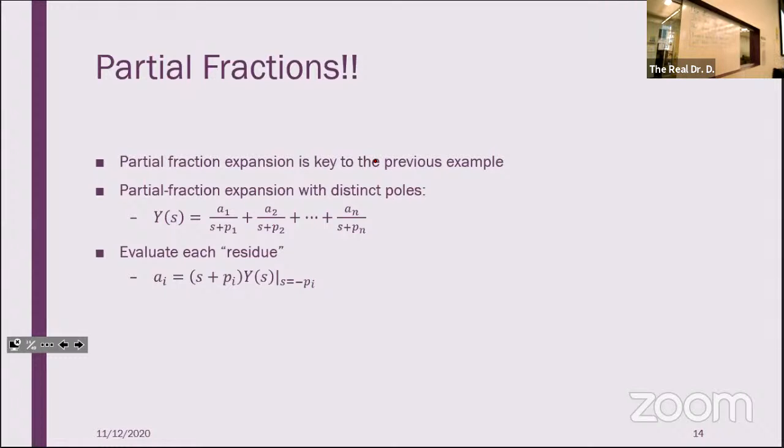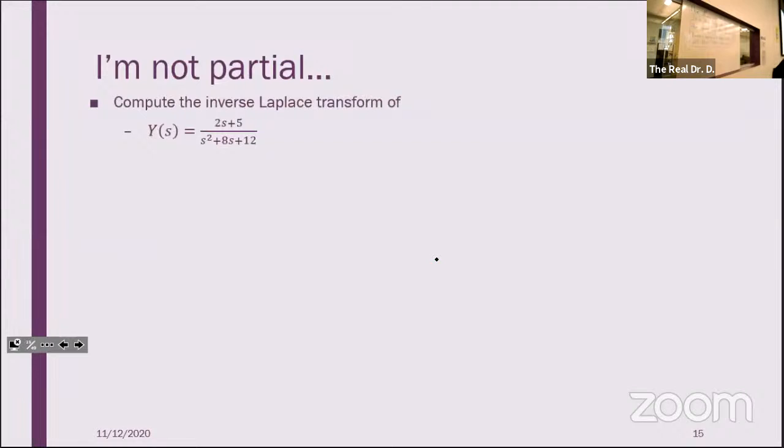But if you wanted to use residues, that's fine too. What is a residue going to give you? A residue is just these numbers. That's going to give you A, B, and C. It's the same thing. Both are equivalent. So let's compute the Laplace transform of this one.